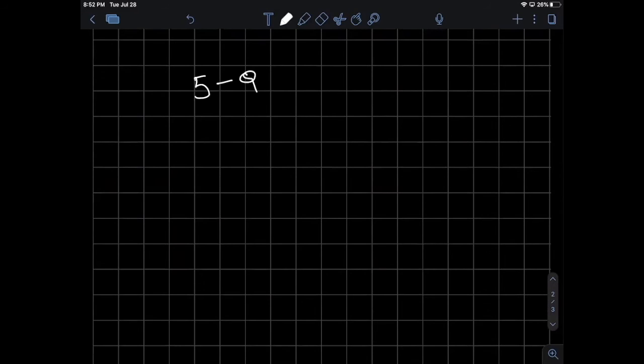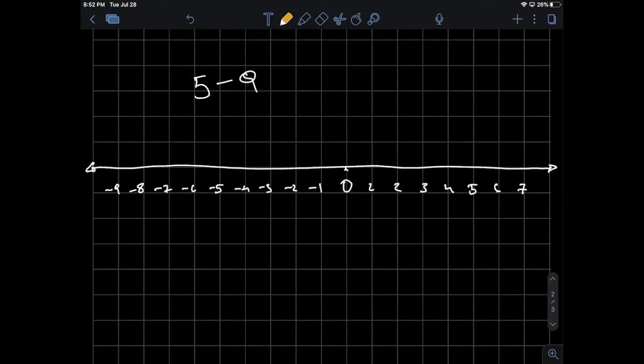The method that we're going to see right now is the number line method. So we would just simply draw a number line. Now, whenever we see a negative before a number, we go left. And whenever you see a positive, you go right. Do not forget this one. And 0 is the starting point.